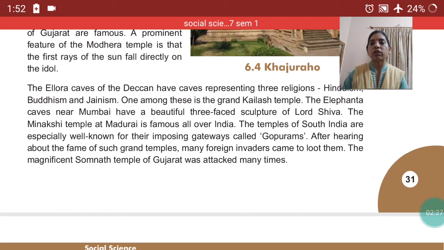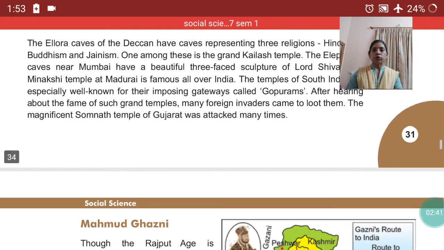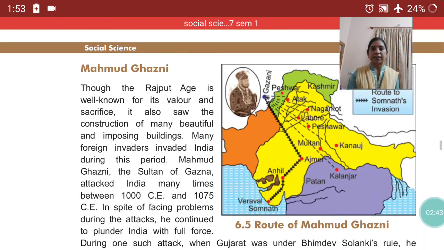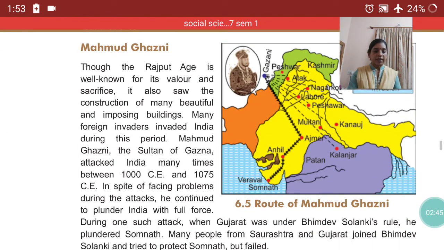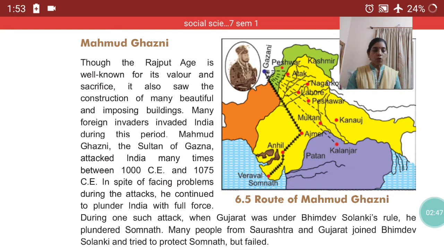After hearing about the fame of such grand temples, many foreign invaders came to loot them. The magnificent Somnath temple of Gujarat was attacked many times. Let us see who came and attacked India.